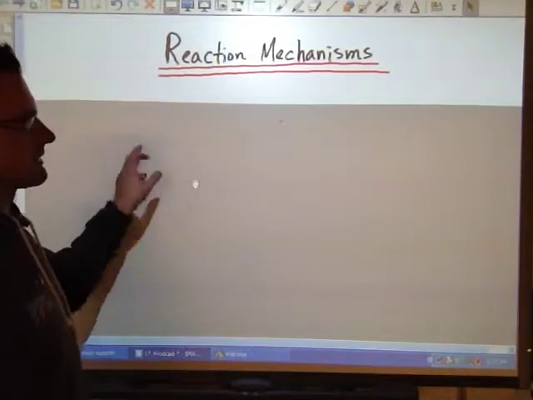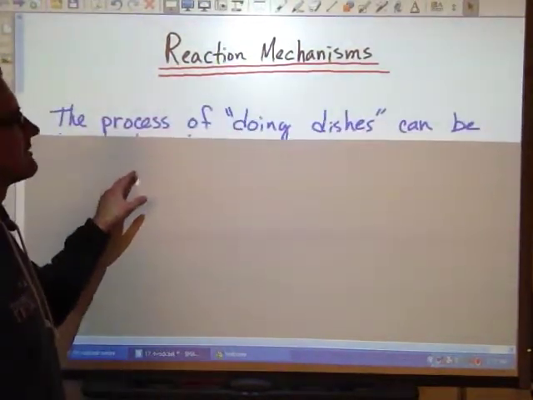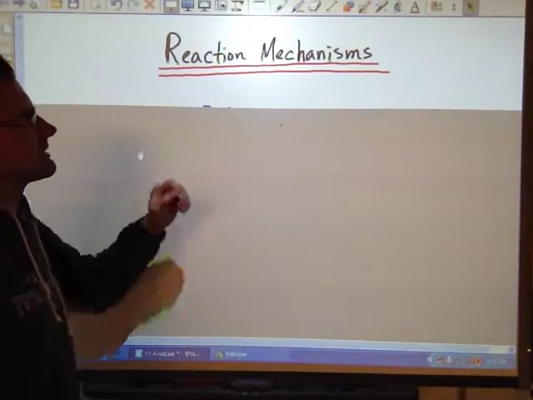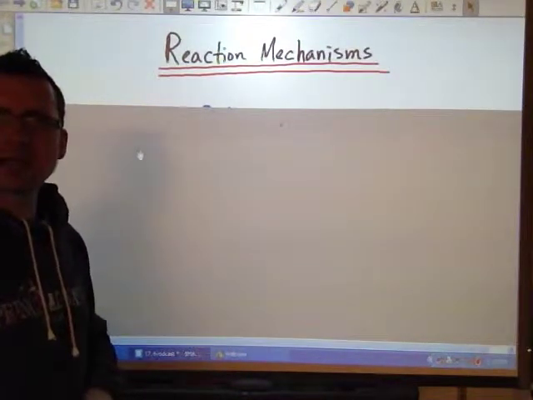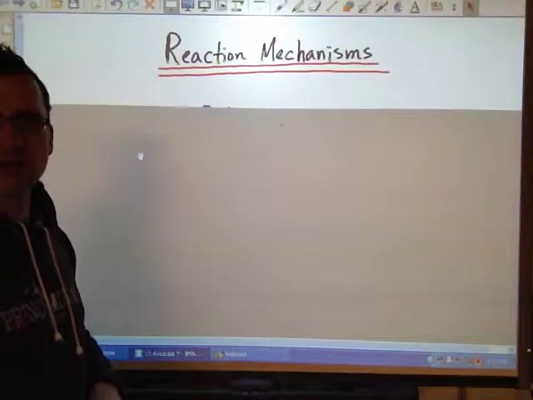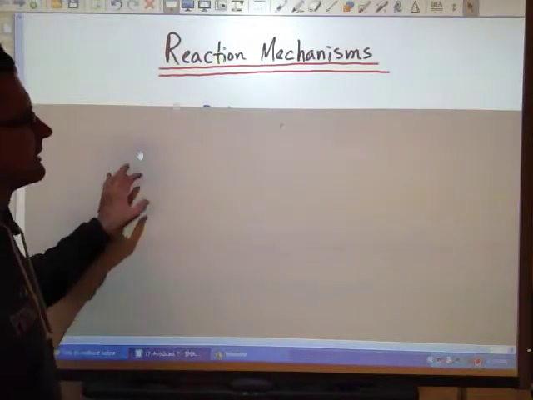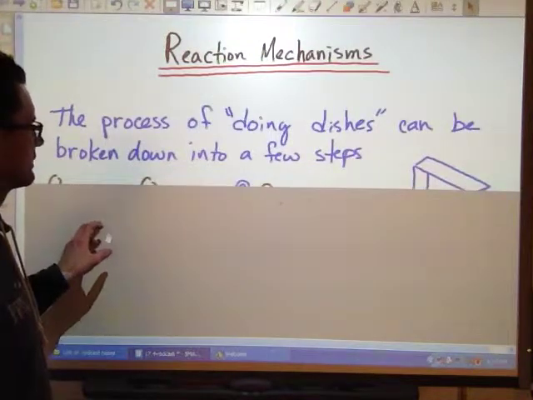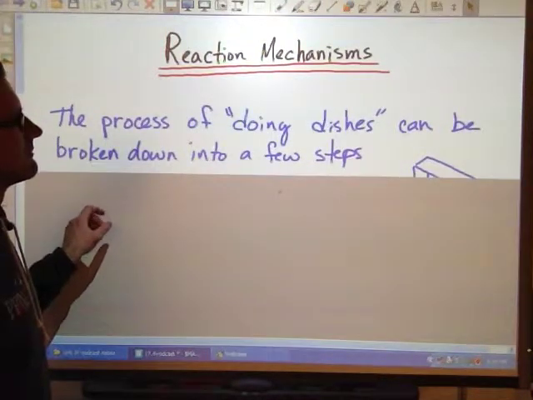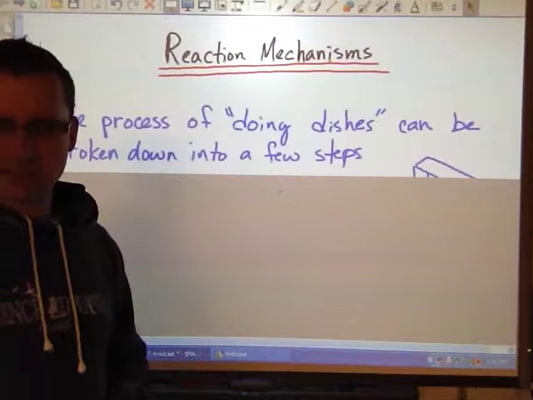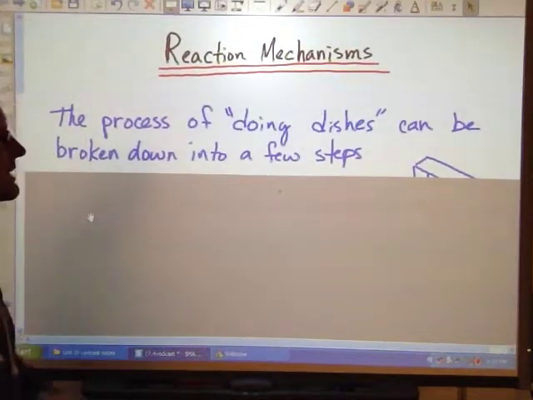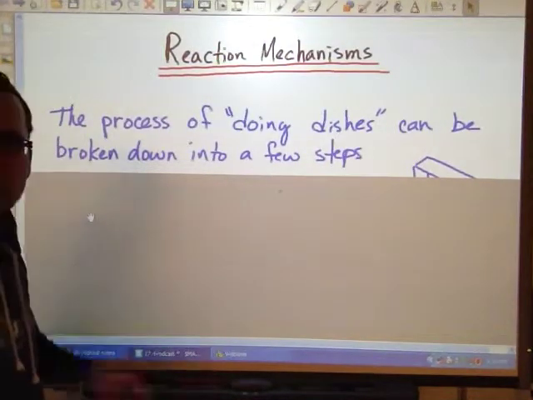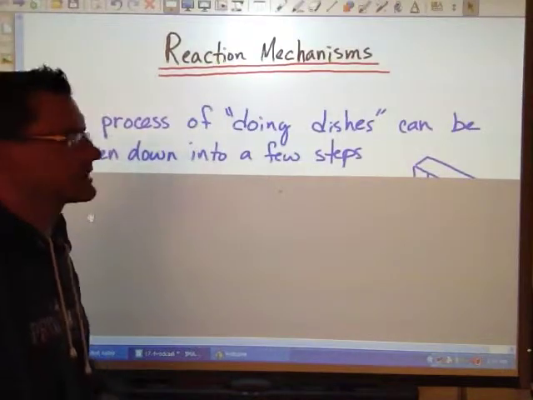Reaction mechanism is the last thing we'll be looking at for this section. Looking at basically the mechanisms that drive a reaction, a more complicated reaction. How exactly does it happen? Now, to start talking about this, I have a really good analogy. We can think of reaction mechanisms as a process of doing dishes, quote unquote. The process of doing dishes is more than just one step.